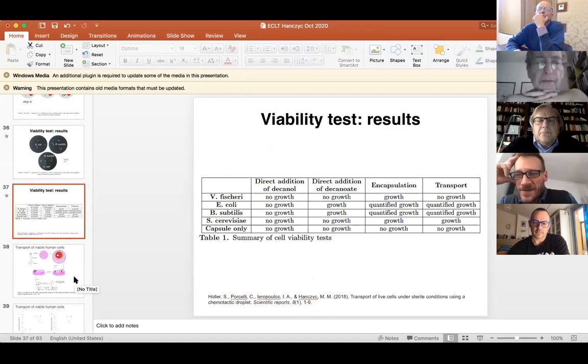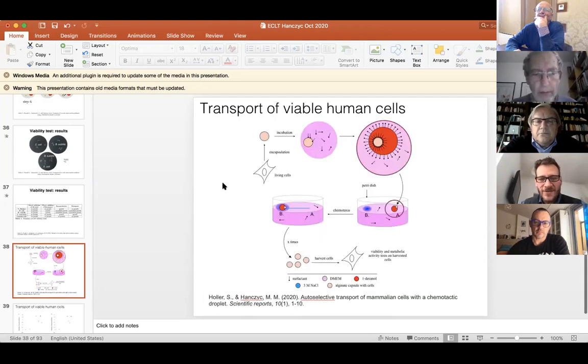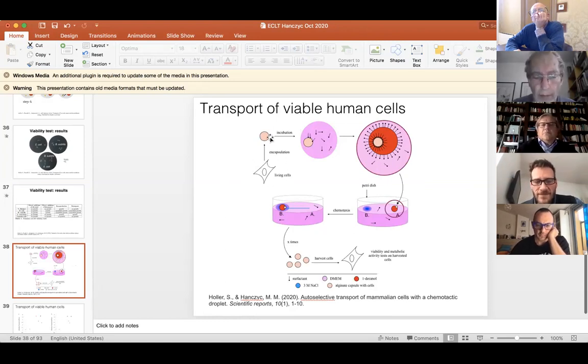So then we tried a harder target because it's fairly easy to grow robust cells in the lab, and hopefully they'll be strong enough to survive this crazy stuff we're doing to them. So then we tried to transport viable human cells. The previous work and this work was all done by Sylvia Holler in my lab. In this particular case, we grew up a bunch of living cells from humans. So these are human cell lines. And you incubate them in this buffer, which happens to be pink, by the way. It's a DMEM, that's the color of the buffer.